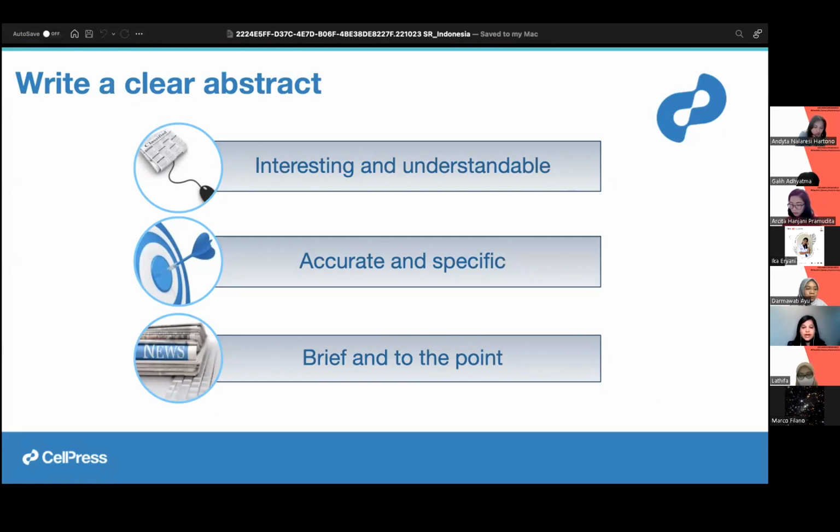But what does a good abstract look like? It should be interesting. It should be broadly understandable. So it should not require some very specialist knowledge to understand. It should be accurate.